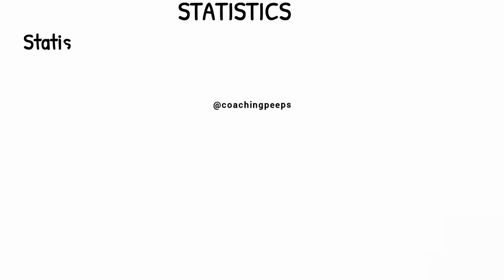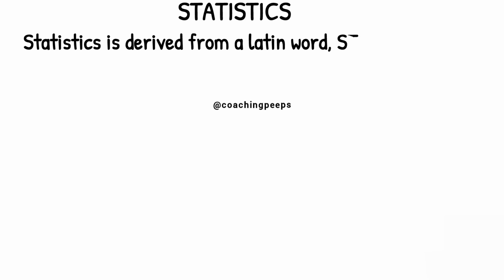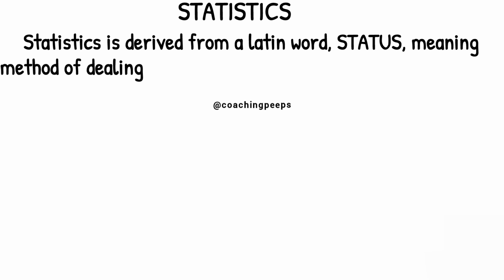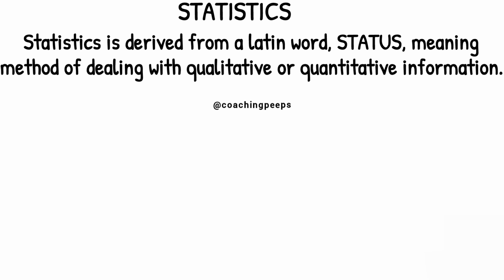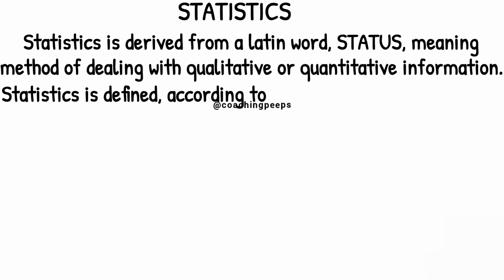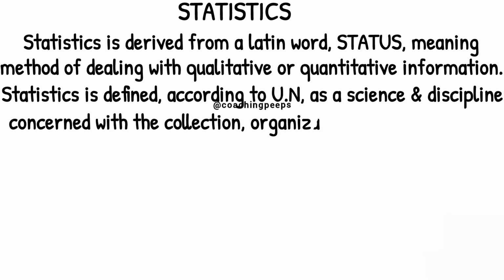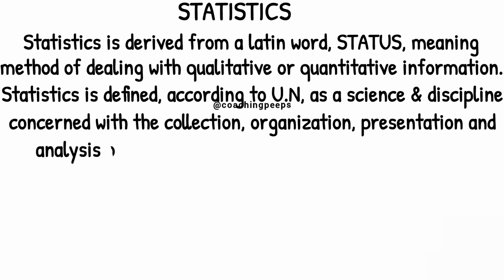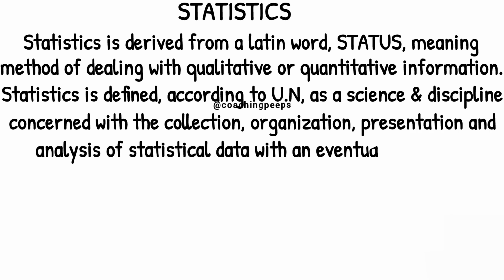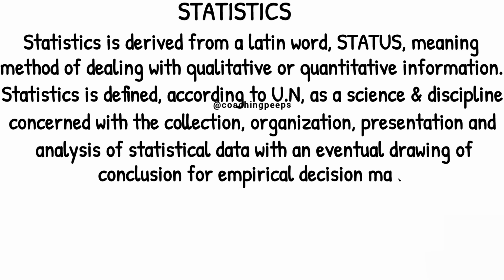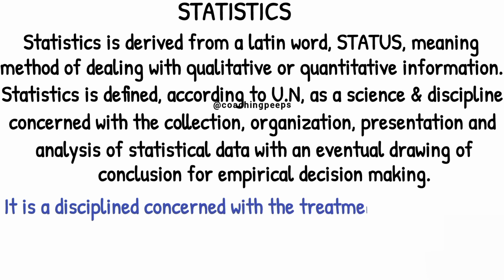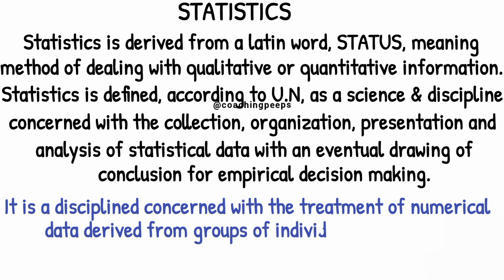Statistics is derived from the Latin word status, which means method of dealing with qualitative or quantitative information. But according to the United Nations, statistics is a science and discipline concerned with the collection, organization, presentation, and analysis of statistical data with an eventual drawing of conclusion for empirical decision making. In other words, statistics can be defined as a discipline concerned with the treatment of numerical data derived from groups of individuals or items.